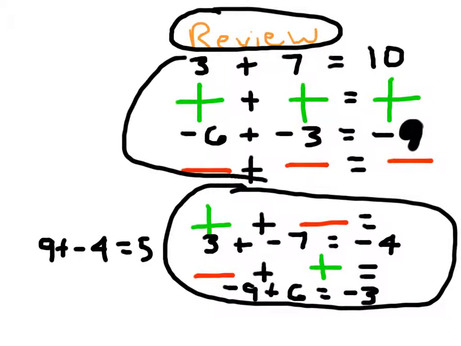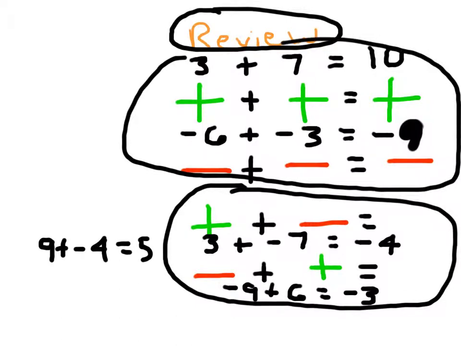So when you're faced with numbers that are both the same, plus plus or minus minus, you just add. So we're adding like that and that. And when you're faced with the other type where they are different, you subtract, 7 minus 3. And then that answer takes on the sign of whichever number was bigger.